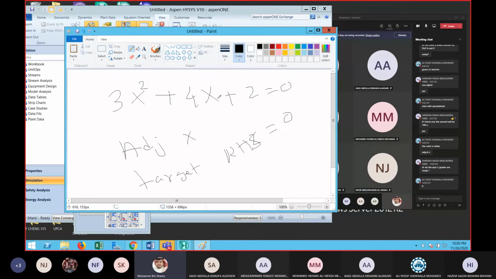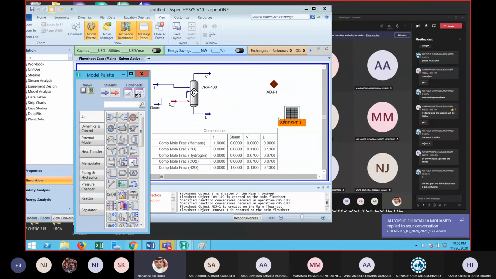So adjust assumes values for x, assumes a value for x, assumes a value for x. Once it assumes a value of x, it will calculate this value; do you see it is zero? No, it is not zero. It will suggest another value of x. Not zero, not zero, until it gets you zero. That's what adjust does. It's the same idea here.